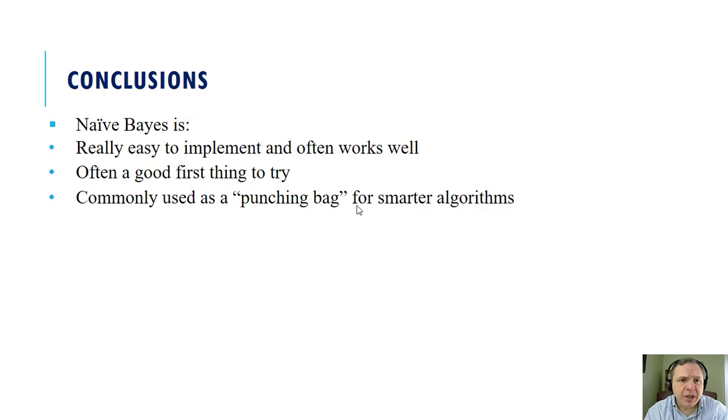Out of this presentation, naive Bayes is really easy to implement and often works well. It's often a good algorithm to try for first experiments, and it's commonly used as a kind of ingredient for more complex or smarter machine learning algorithms.